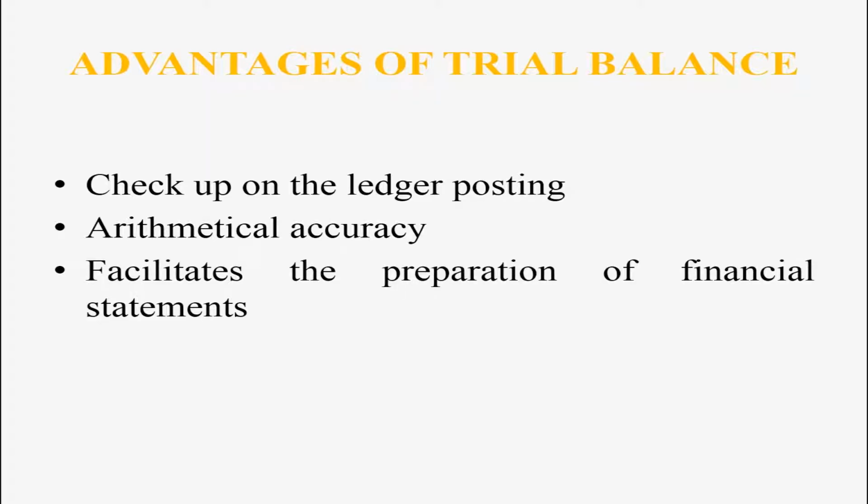Next one is, it facilitates the preparation of financial statements. Trial balance helps in preparation of financial statements. If the total of both the columns of trial balance matches, it means the journal and ledger are prepared accurately and financial statements can be prepared. Last one is, errors can be identified. Trial balance is helpful in the identification of errors. If the total of debit and credit columns of trial balance matches, it means the journal and ledger are prepared accurately.